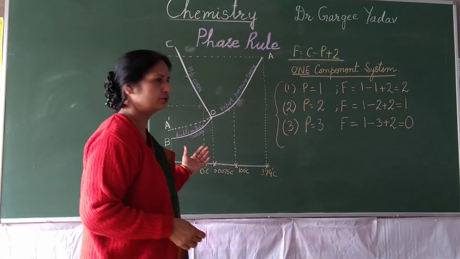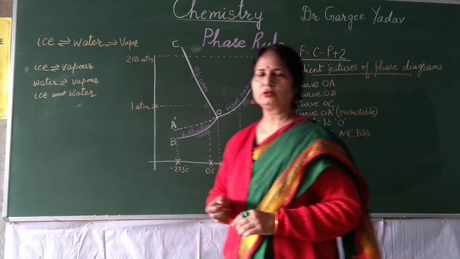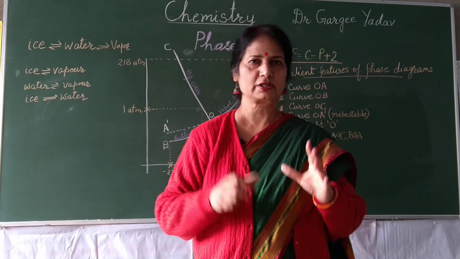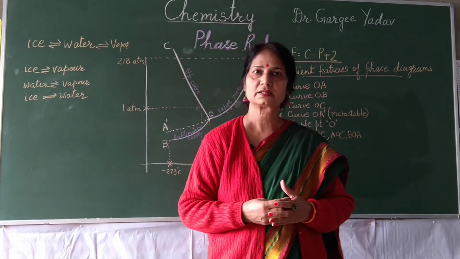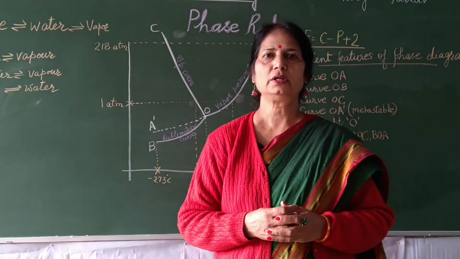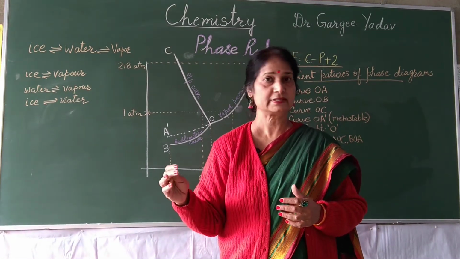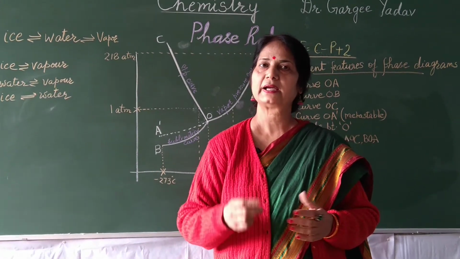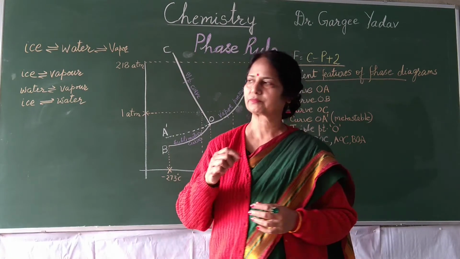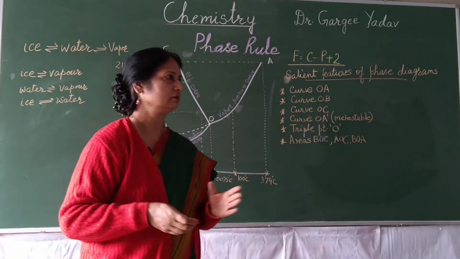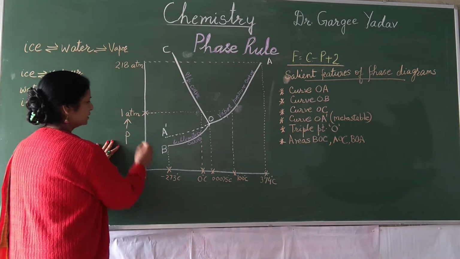Now let's come over to this water system diagram. As we all know, the water system is a one component system. It exists in three phases: solid ice, liquid water and the gaseous vapor state. But since all these phases can be represented by a single chemical entity, and that is H2O, it is a one component system. Now this is the pressure axis and this is the temperature axis.